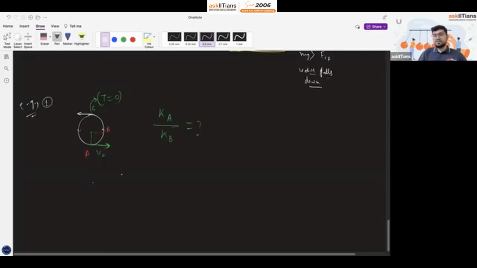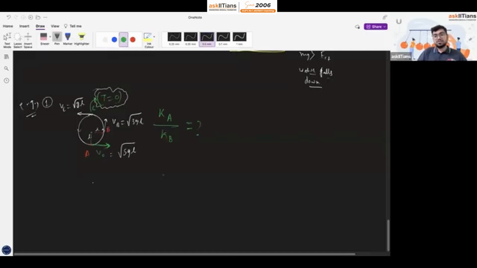Can we find it? Yes, we can find it. Just by this condition, we got the idea that definitely the speed given here is exactly equal to under root g into L. So let's take the length as L, radius as L. And then v naught would also be equal to under root 5gL, which means at point B it would be under root 3gL.